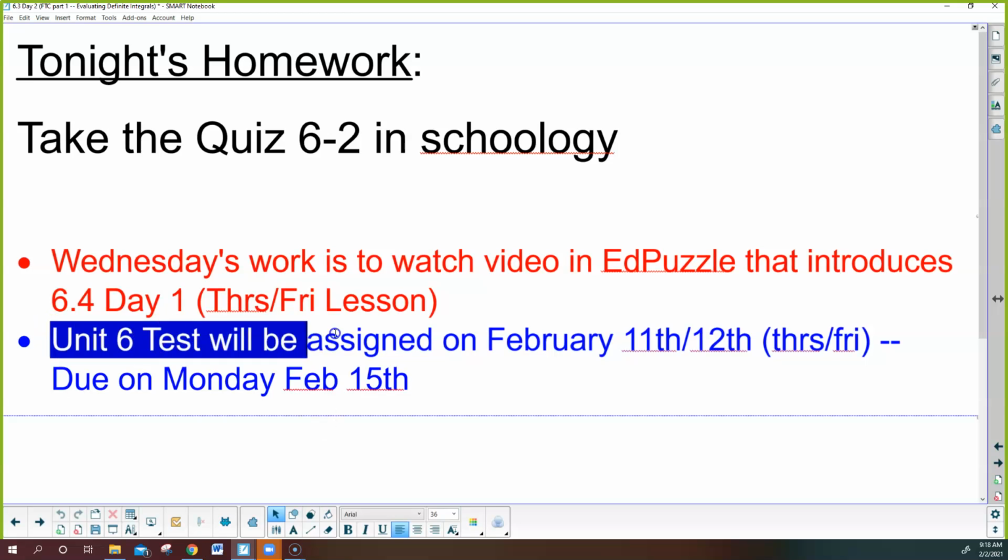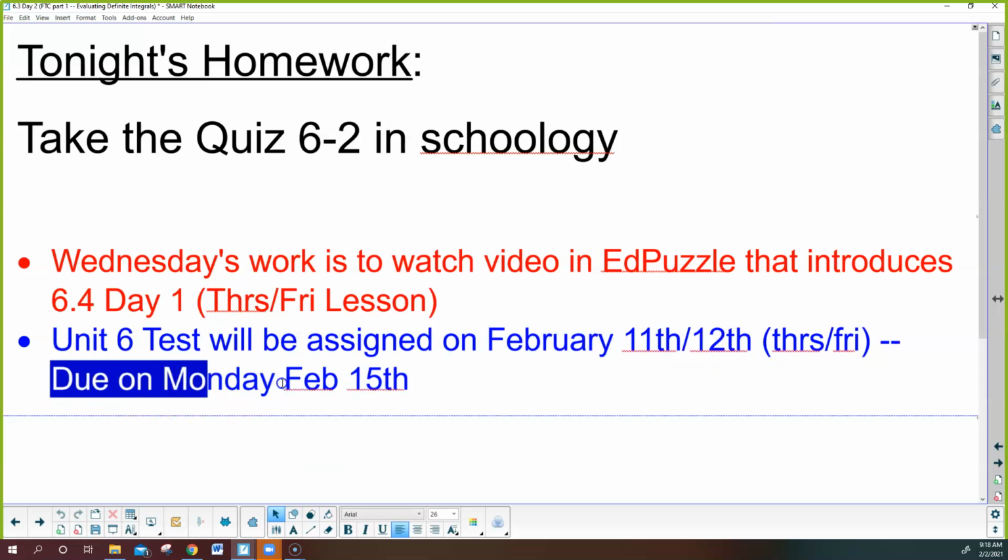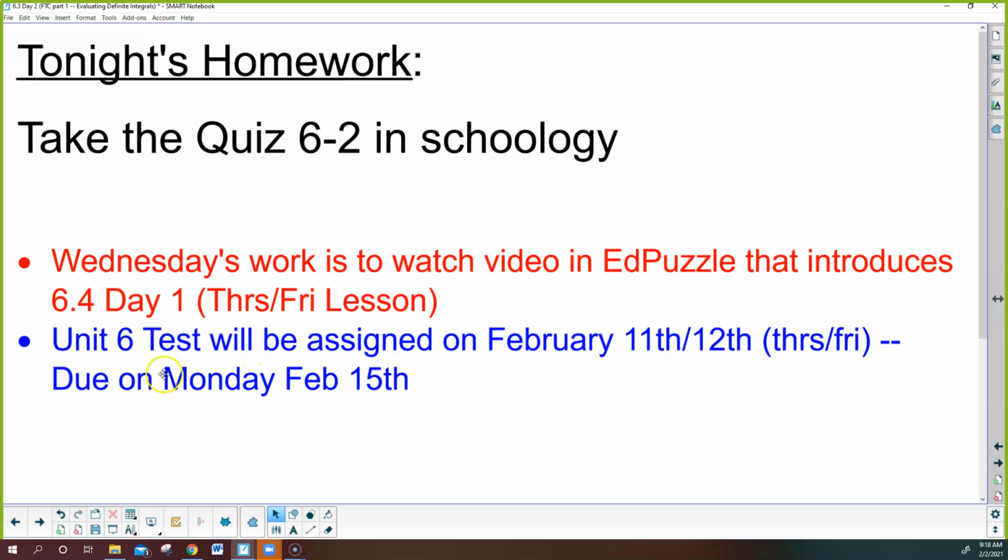And then our test will be assigned next Thursday, Friday, and you're going to be given the weekend. And since we don't have school on Monday, February 15th, that will be President's Day, it'll be due on that Monday. So you'll have basically Thursday, Friday, Saturday, Sunday, Monday. You'll have 5 days to get that done. And since we're taking a test on that, any late work needs to be in by, I would say, next Wednesday for sure, so that way you can just focus on studying.